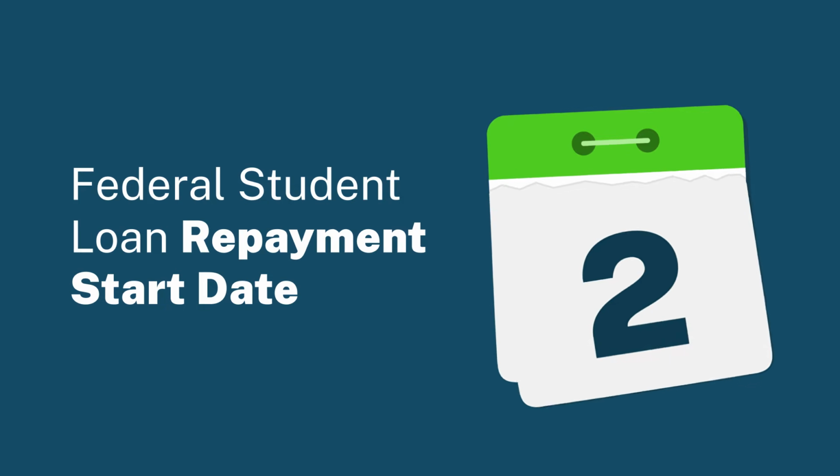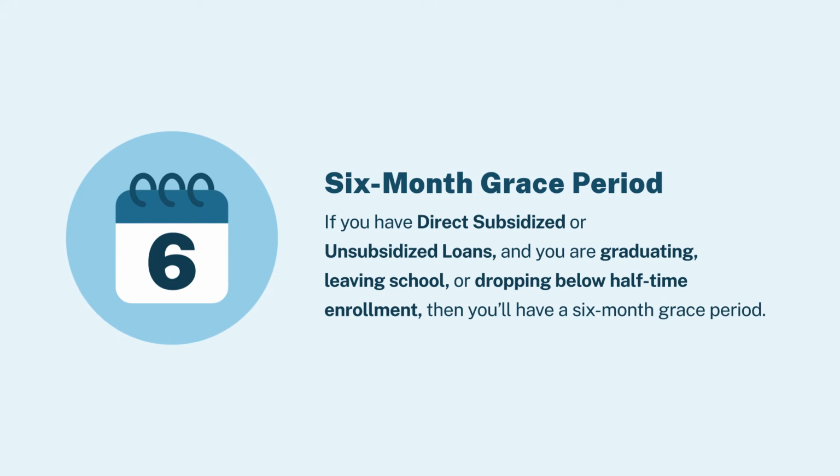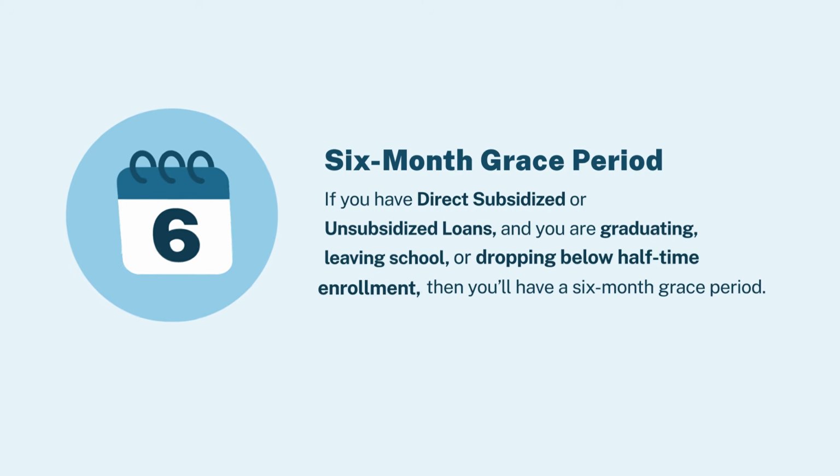Once you know what loans you have, you can figure out when you'll be entering repayment. If you have direct subsidized or unsubsidized loans, you'll enter repayment after your 6-month grace period, which ends 6 months after graduating, leaving school, or dropping below half-time enrollment.